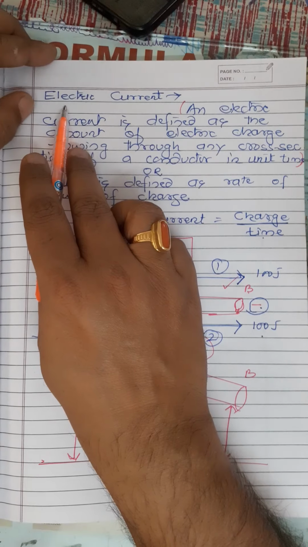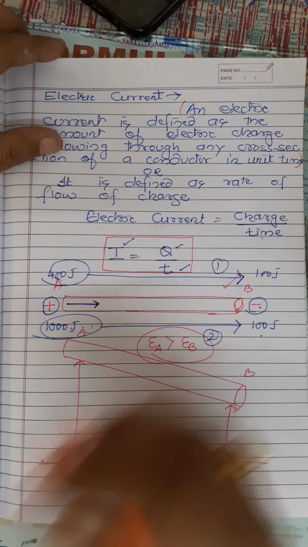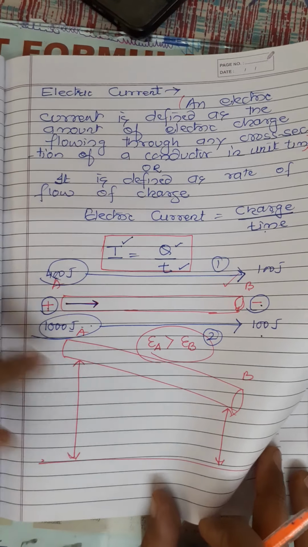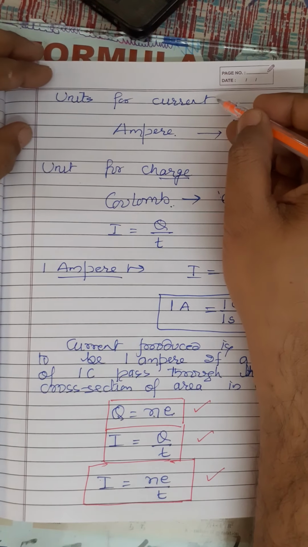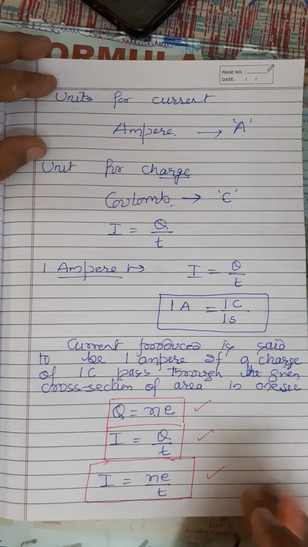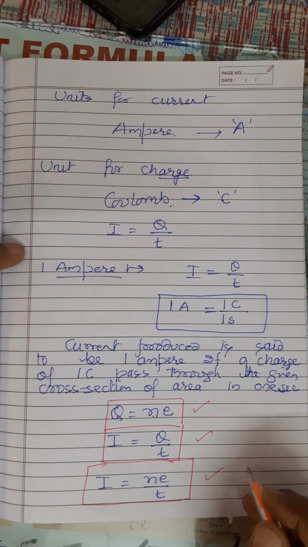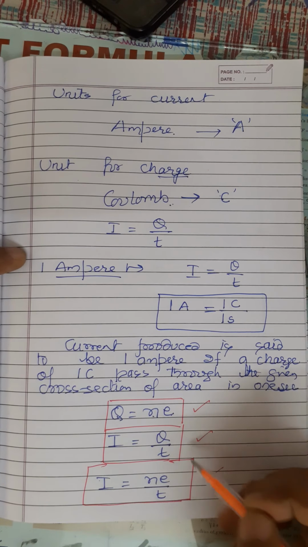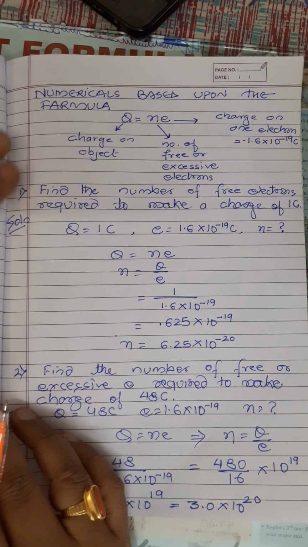Then we became familiar with electric current. We have done the definition, then formulas, the cause of the flow of the charges, the unit for the current and for the charge, the definition of 1 ampere, and some of the formulas. And I told you that in the next lecture we will take up the numericals on these three formulas. So I'm here with the numericals.